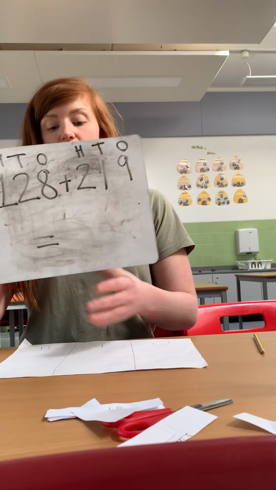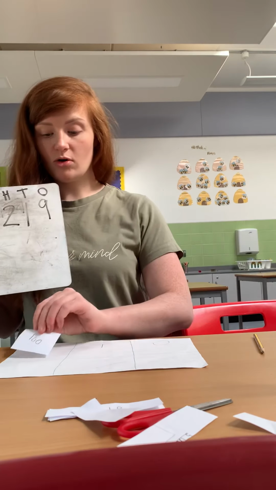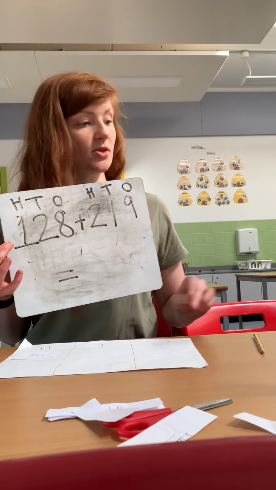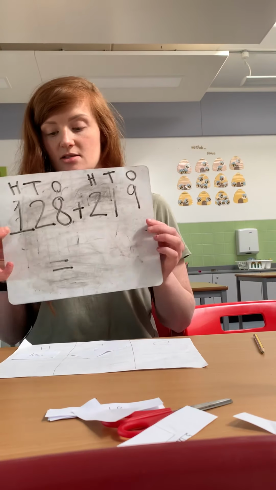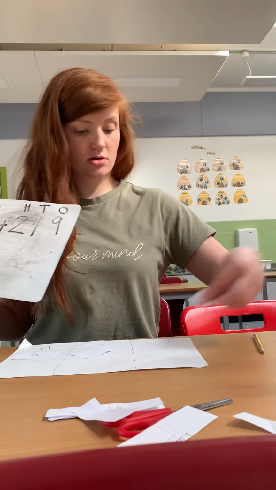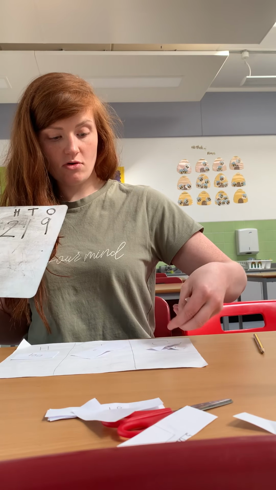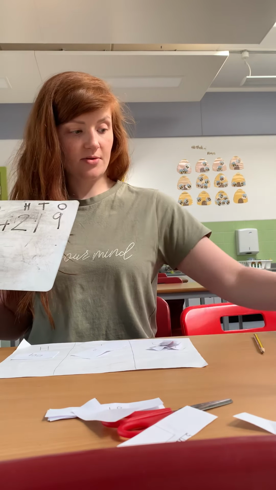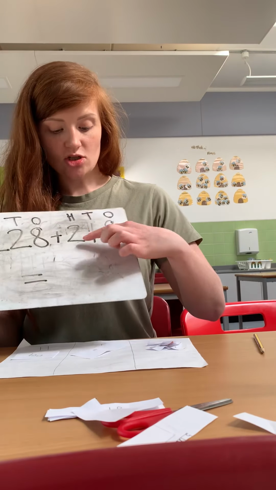So I'm going to represent that first number, 128, with 100. So I've got my 100, I put in my hundreds column. I need 2 10s, so I get my 2 10 pieces, and I put those in my 10s column. I need 8 1s. 3, 4, 5, 6, 7, 8. So I've represented 128. Now I need to add 219.